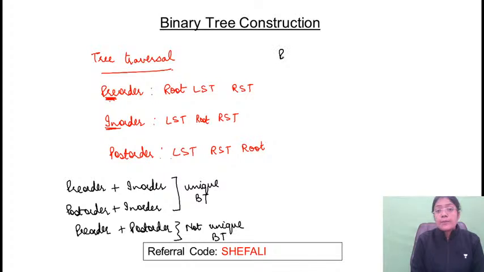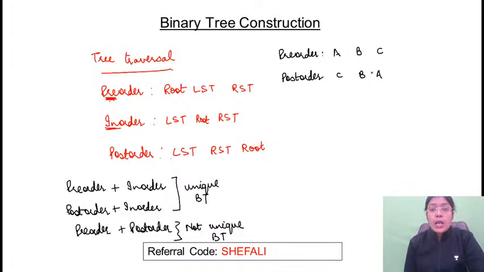Let's understand that. Let's assume that pre-order is given as A, B, C, and post-order is given as C, B, A. Let's try to construct the tree. Pre-order means first of all the root is visited, so obviously A will be the root. In post-order, the root's position is at the end. For pre-order, the root position is at the beginning. So this clearly says that A will be the root.